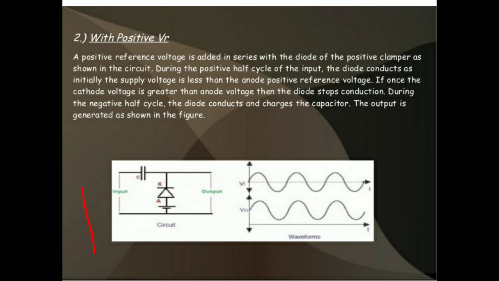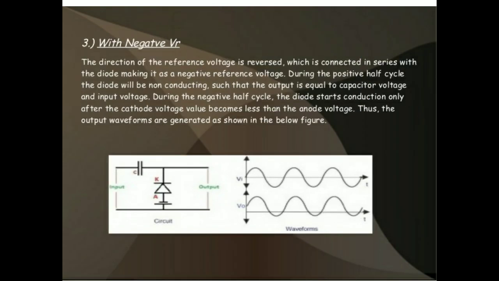During the positive half cycle, the capacitor charges, and the diode is in reverse bias, does not conduct and acts as a short circuit. So the entire input appears above the reference level. That means the same input is passed to the output, Vi equals Vout.